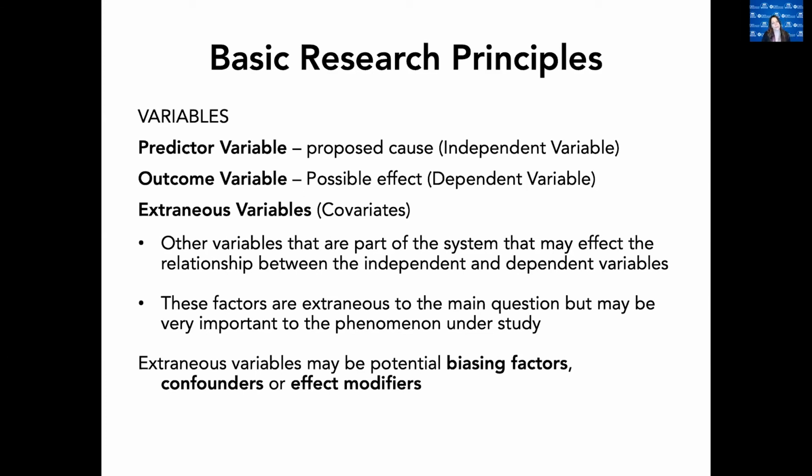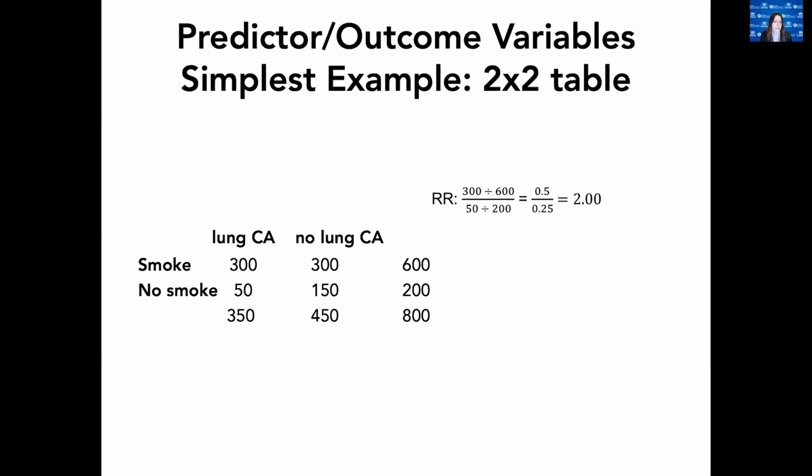So those third variables that we talk about may be extraneous to the main research question, but might really influence the way that we interpret our findings. And those extraneous factors could be biasing factors, confounding factors, or effect modifiers. So you've probably heard of those ideas before. I just want to give you a little bit of an example of what I'm talking about here.